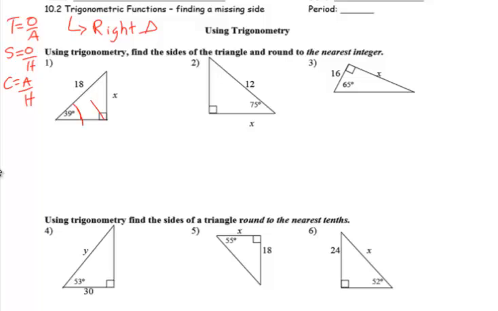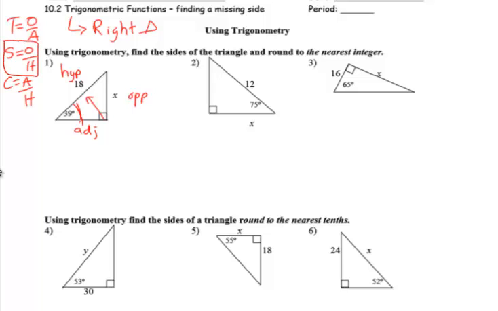Let's start with identifying what sides we have here. Across from the right angle, that's our hypotenuse. Remember, our angle always touches the hypotenuse and the adjacent. And then across from the angle is the opposite side. So in this case, we're looking for the opposite. We know the hypotenuse. So I want to look at my functions. Which one does that represent?